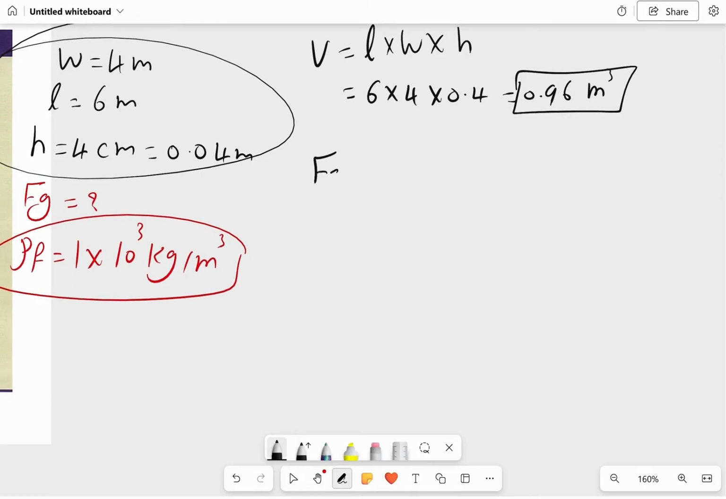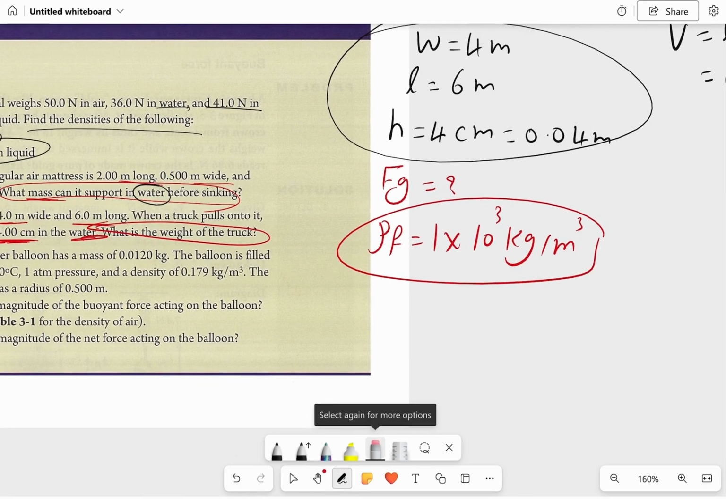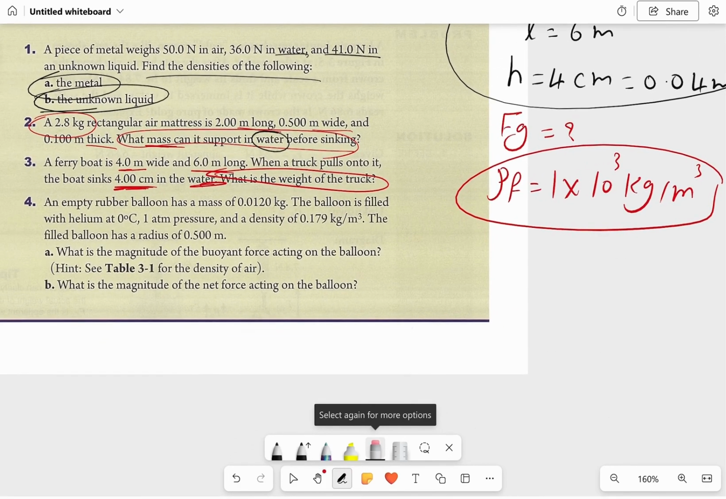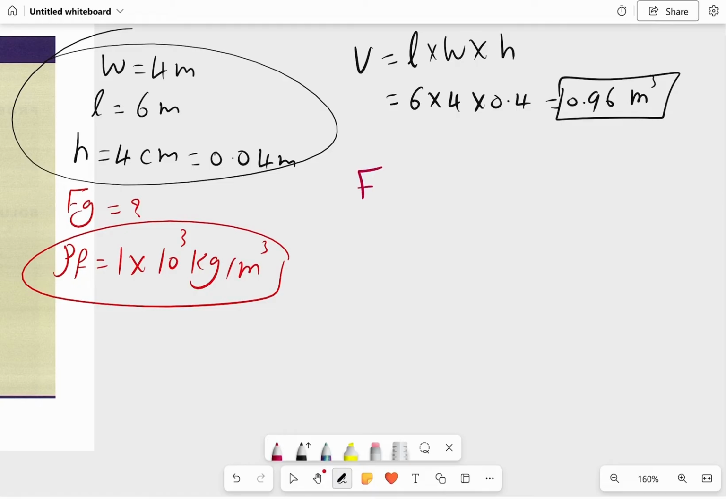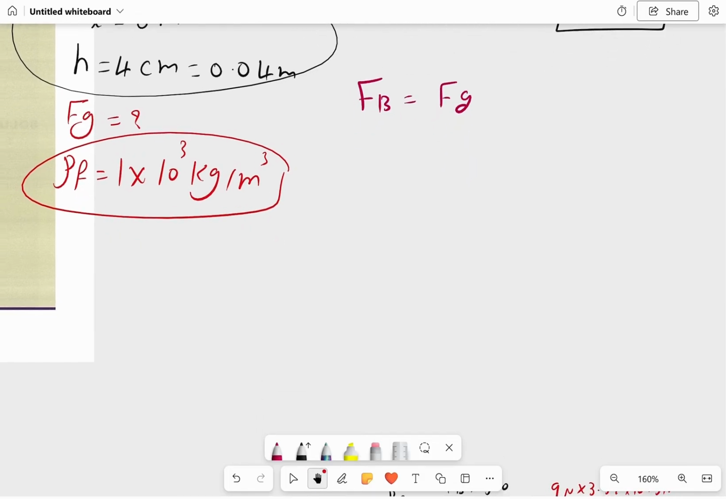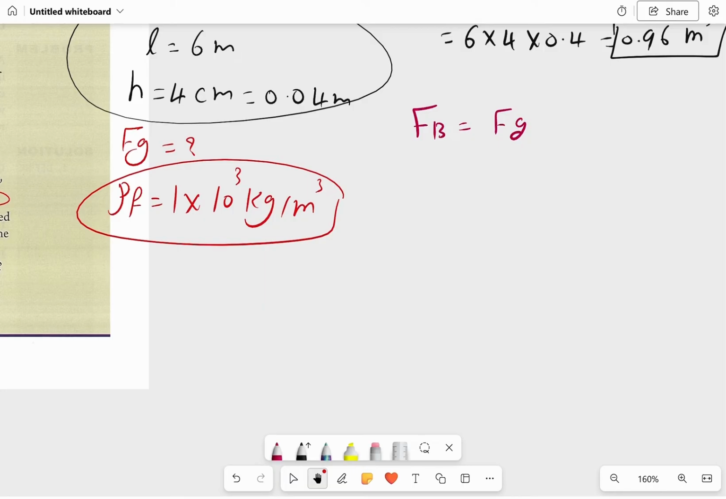FG, guys, as you remember, is equal to what? Because this object is not sinking, okay, it's a ferry boat, and as you know, a boat is floating. Okay, now look, as we did in the previous example, you will say FB is equal to FG, okay? Then we have this one, which is the buoyancy.